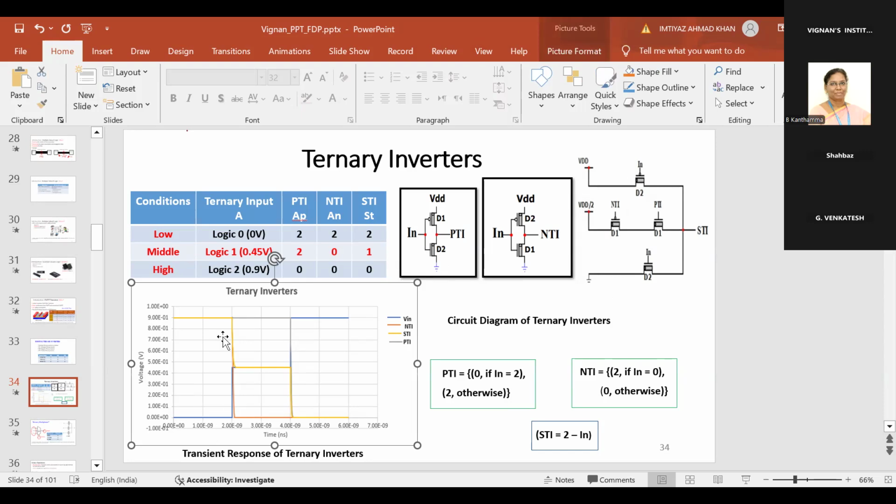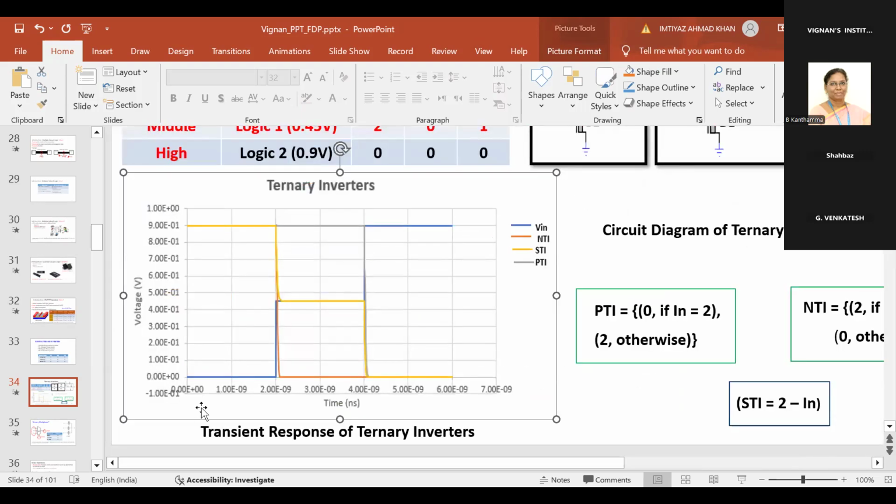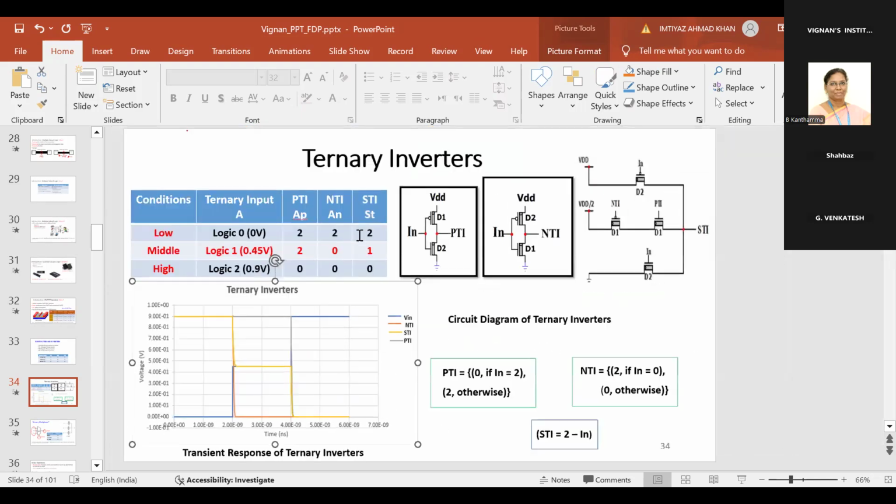Here is the transient response of the ternary inverter, where I think all colors are visible. When input is 0, then the positive ternary inverter output is high. When input is 1, then output is high only for the positive ternary inverter. And then when input is high, all outputs are 0.